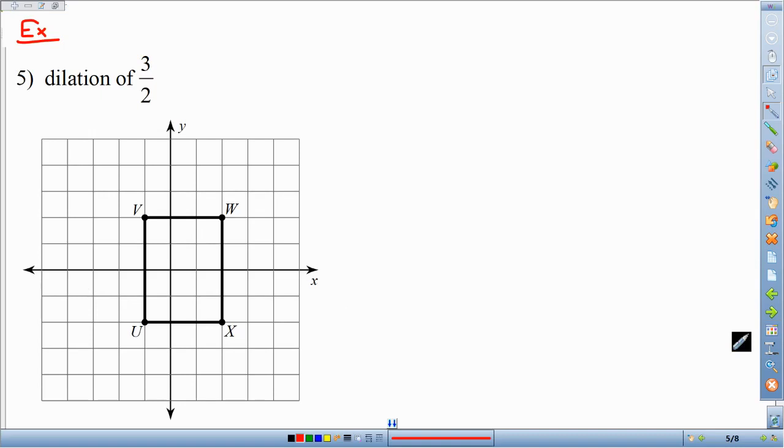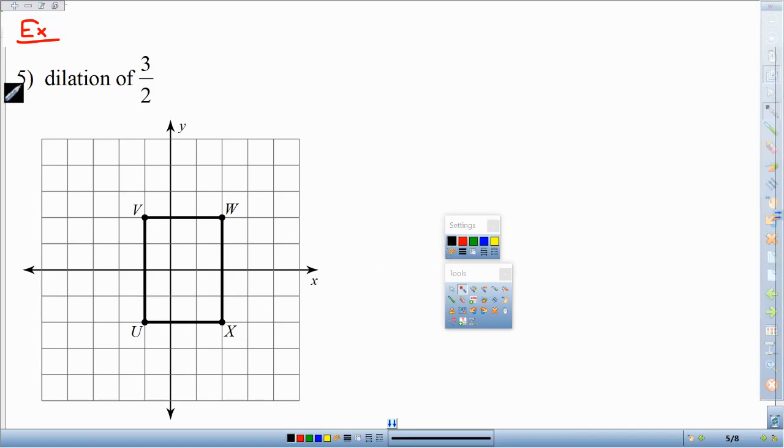Okay, so let's move on to some problems that are given as dilations in the context of ratios or fractions. It's the same idea. We're still going to multiply. Don't be afraid of the fraction. Let's try out number 5 together.